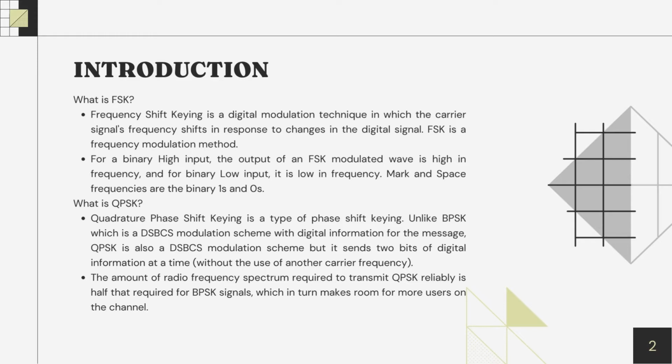What is QPSK? Quadrature phase shift keying is a type of phase shift keying. Unlike BPSK, which is a DSBSC modulation scheme with digital information for the message, QPSK is also a DSBSC modulation scheme, but it sends 2 bits of digital information at a time. The amount of radio frequency spectrum required to transmit QPSK reliably is half that required for a BPSK signal, which in turn makes room for more users on the channel.